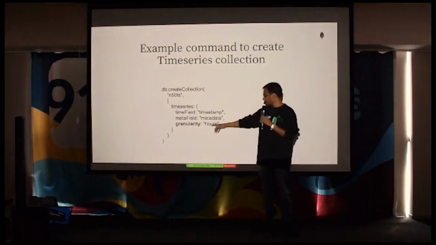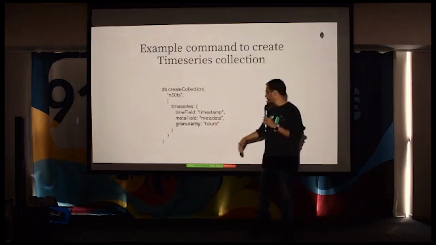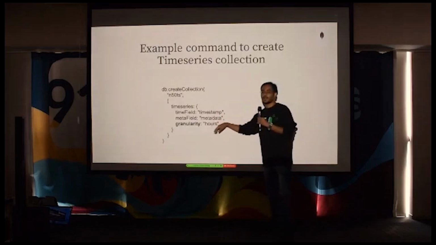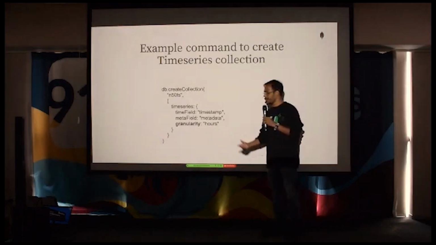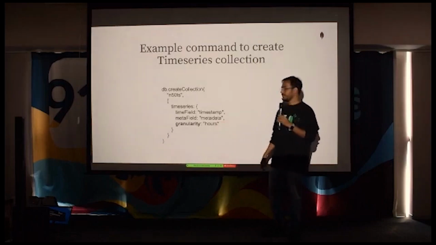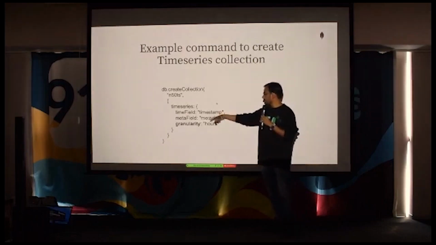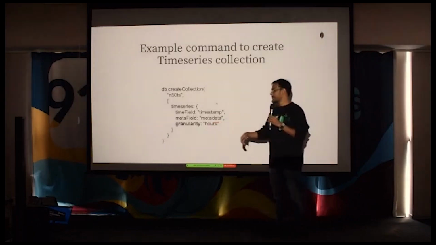So here we have three values: one is seconds, then minutes, and then hours. So hours is the maximum granularity that you can specify in a time series. There is no other default value for these two, but for the granularity, the default will be seconds.